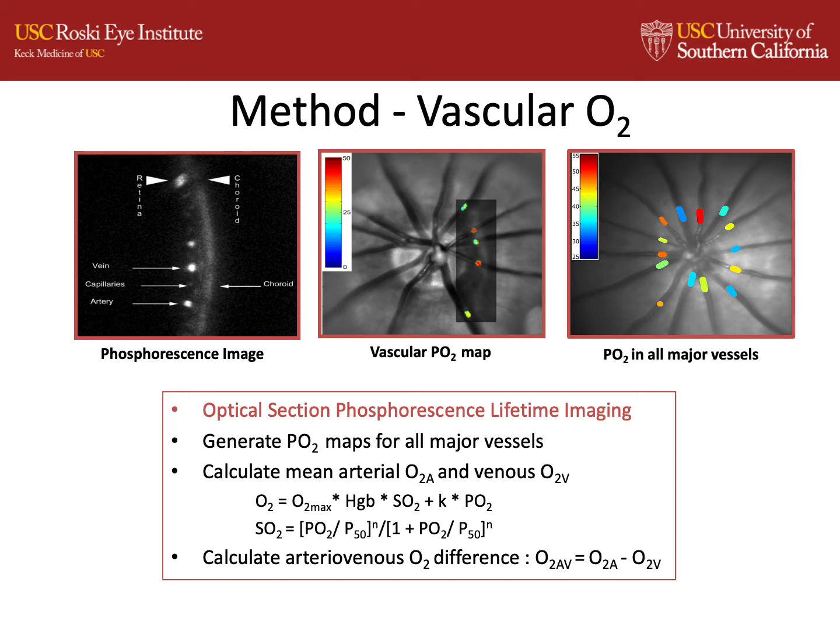For each vessel, we calculate oxygen content. For each eye, we computed mean values for arterial and venous oxygen contents and calculated the arterial-venous oxygen content difference.